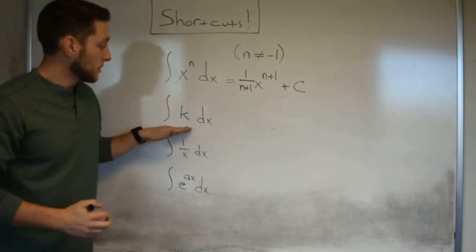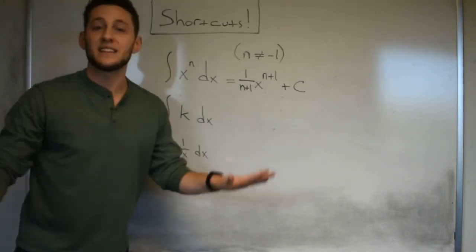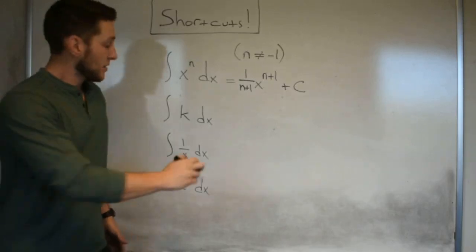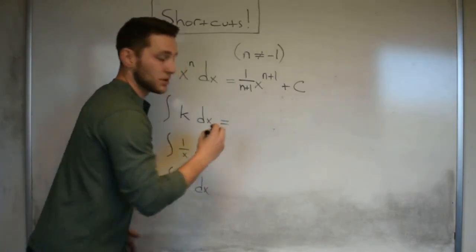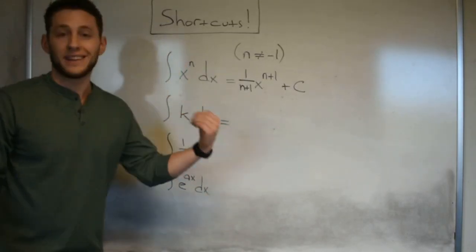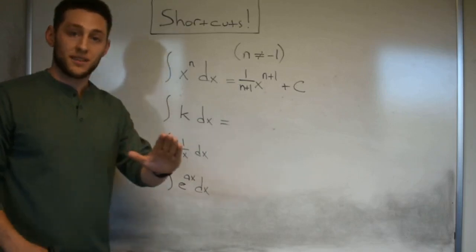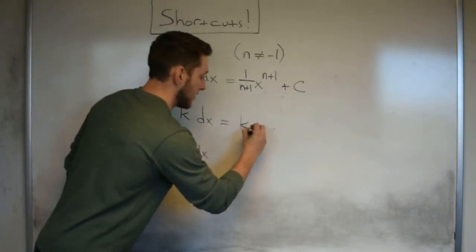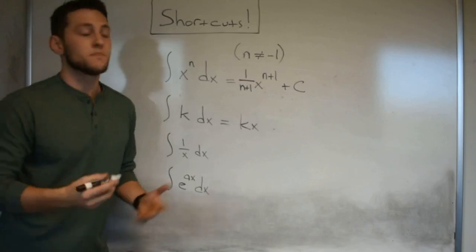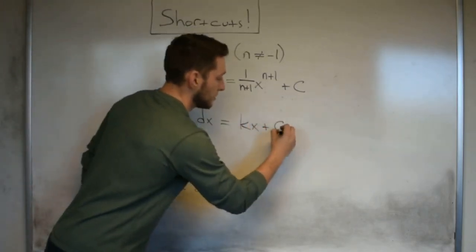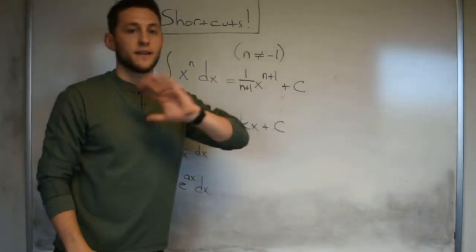Now, you might be wondering what this k is. Let's pretend k is just any number, just a number. Well, this rule's kind of nice. If you're integrating a number or find the antiderivative of just a constant, all it is that number times x. And then, as always, plus c, because I could derive that away, no problem.